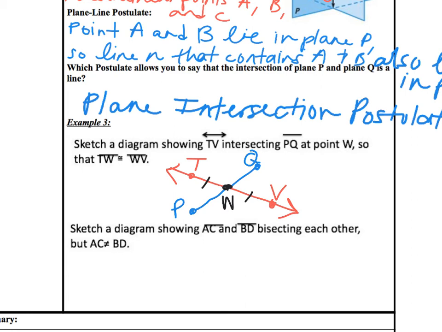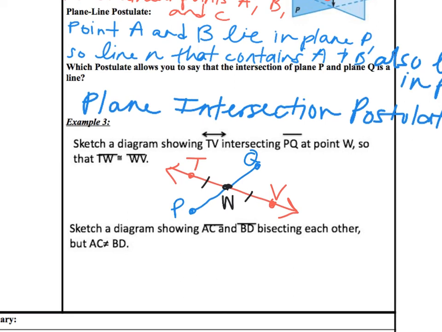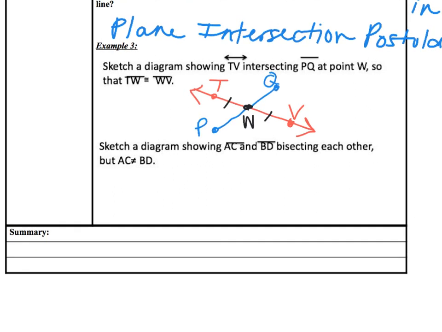Sketch a diagram showing segment AC and BD bisecting each other, but AC is not congruent or not equal to BD. So we got AC, these are segments, and BD bisecting. I'm just going to go ahead and, oh, that doesn't look bisecting, like that.